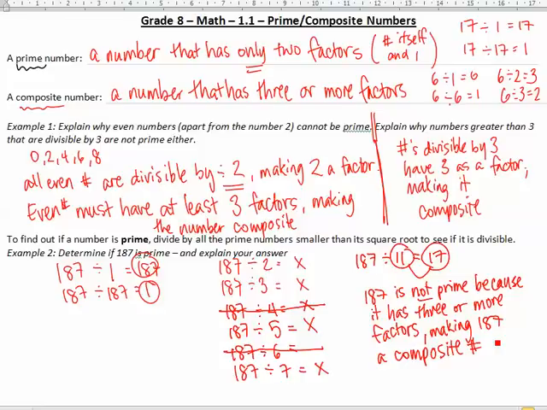So we'll take a look at these questions in class, and we'll do some problem solving, and if you have any questions, we can get back to that tomorrow. Great. Hope you understood it.